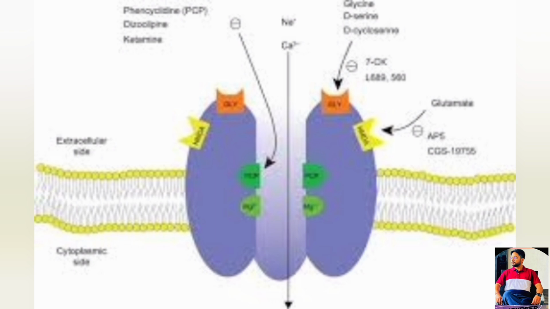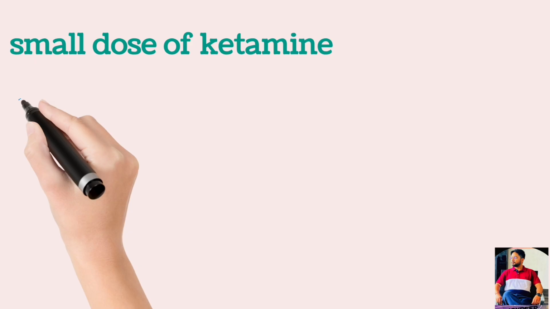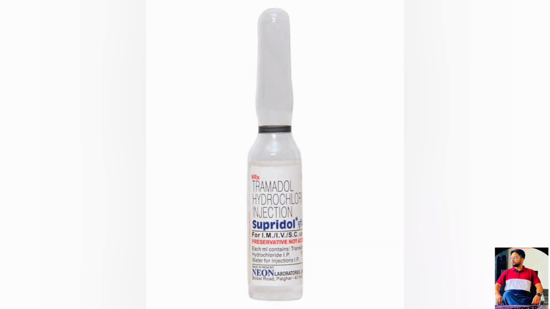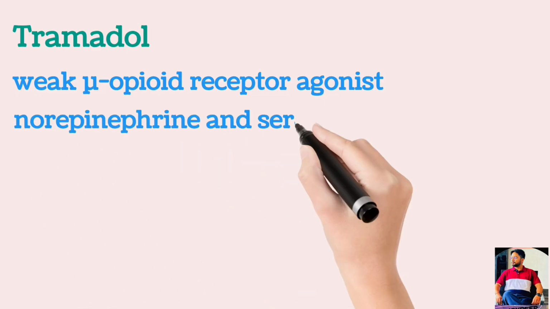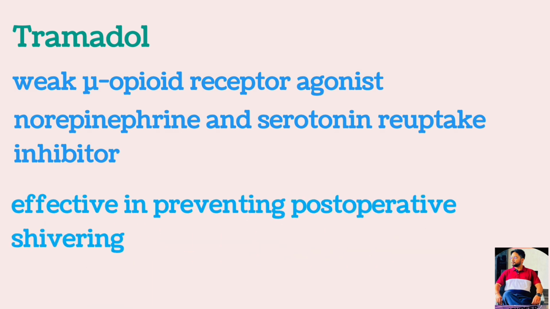A small dose of intraoperative ketamine. Ketamine is an NMDA receptor antagonist that reduces the incidence of remifentanil-induced postoperative shivering, as the remifentanil withdrawal causes stimulation of the NMDA receptor and ketamine is an NMDA receptor antagonist. So ketamine suppresses the stimulation of the NMDA receptor due to the withdrawal of remifentanil. Thus, there is decreased shivering. Tramadol, a weak mu-opioid receptor agonist and norepinephrine and serotonin reuptake inhibitor, has been shown to be effective in prevention of postoperative shivering.